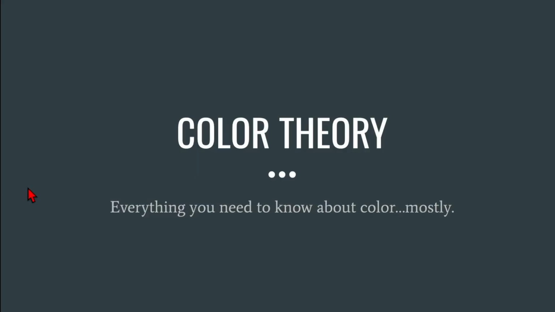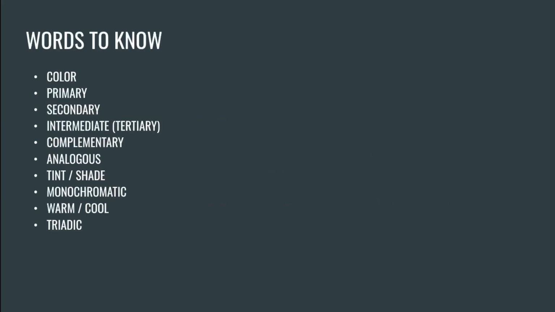All right, so here we go. We're going to go right into our color theory, everything you need to know about color. Well, mostly. I know we've kind of covered some of this stuff before, but this is just a quick little refresher. So let's go ahead and jump right to the first one. It's words to know. So we've got color, primary, secondary, intermediate, or tertiary, complementary, analogous, tint and shade, monochromatic, warm, cool, and triadic.